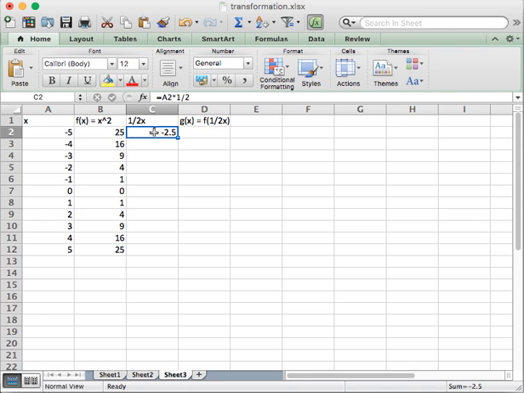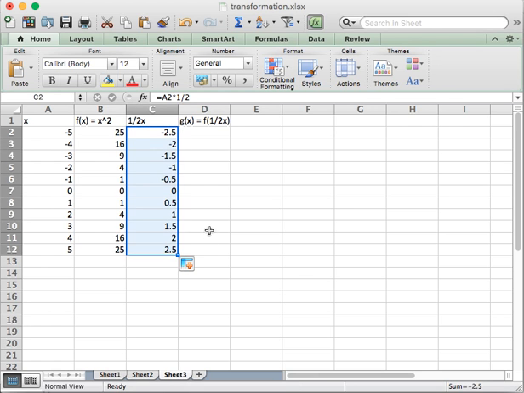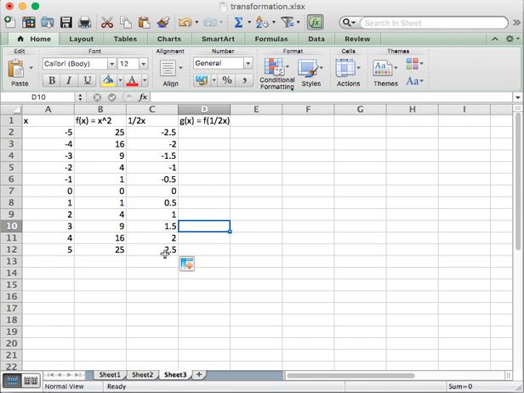Once you have this, you can drag it down by the corner, and you will see that Excel copies the formula to the other rows. Here you can see it is correct. For example, what is half of -1? This is -0.5. So the numbers here are 1/2 of the corresponding number in this row. If this is x, this is 1/2 x.